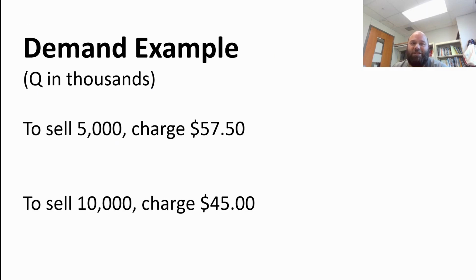Now let's look at something contextualized. So we're going to use demand again, but we're going to use some different data, and it's going to be for a different good or service. So remember that Q continues to be in thousands.